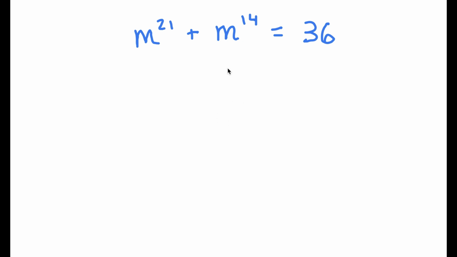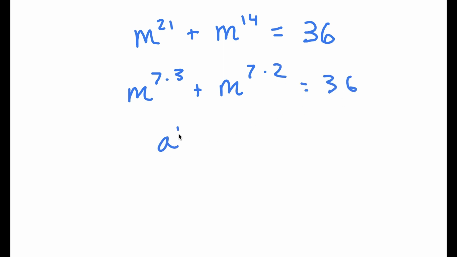Alright, so in this problem, I have m to the power of 21 plus m to the power of 14 is equal to 36. So I'm going to first rewrite m to the power of 21 as m to the power of 7 times 3, and m to the power of 14 as m to the power of 7 times 2.